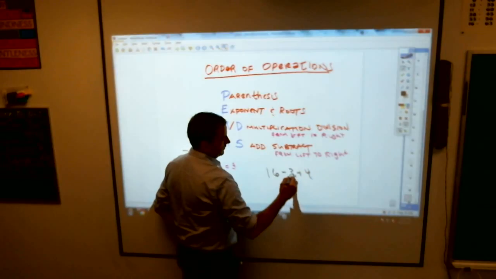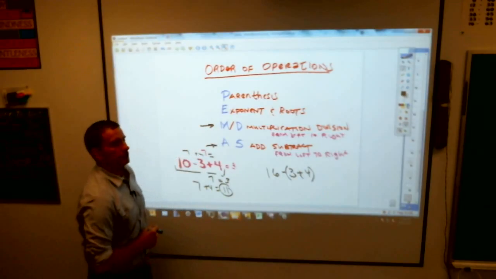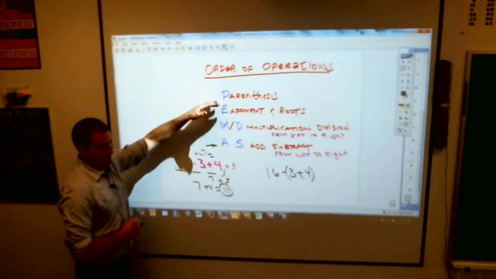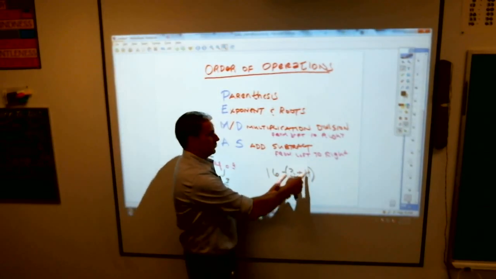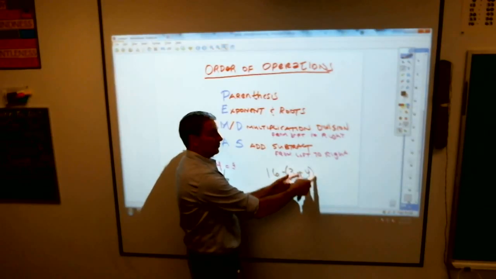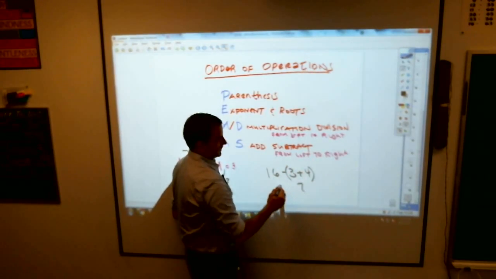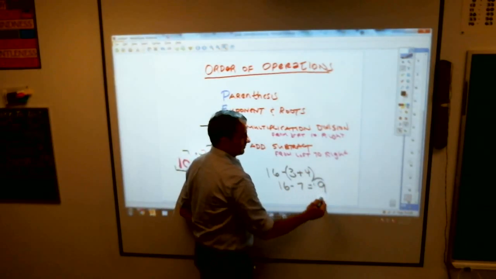Now if you end up with this though, because parentheses are the first thing you do in order of operations, you do have to do this first. If those parentheses weren't there, you would do 16 minus 3 and then add 4 to it. But since the parenthesis is there, you have to do the 3 plus 4 first and get 7, and then 16 minus 7 is 9.